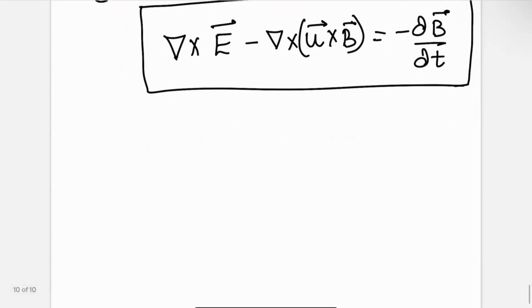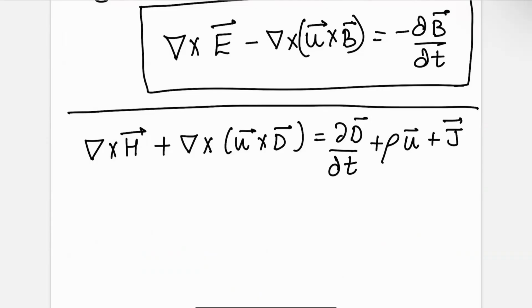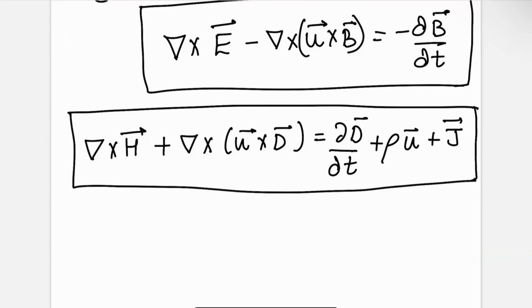Okay. So you can do the same thing with Ampere's law. You would get curl of H minus curl of u cross D is equal to dD over dt plus rho u plus J. So this is the point form of Maxwell's equations with motion included. We have two extra terms now, this one and this one.